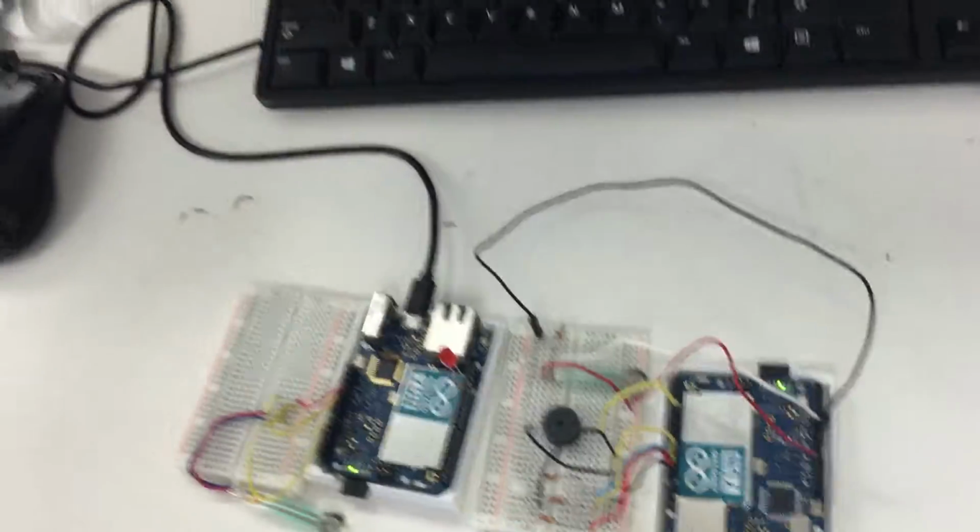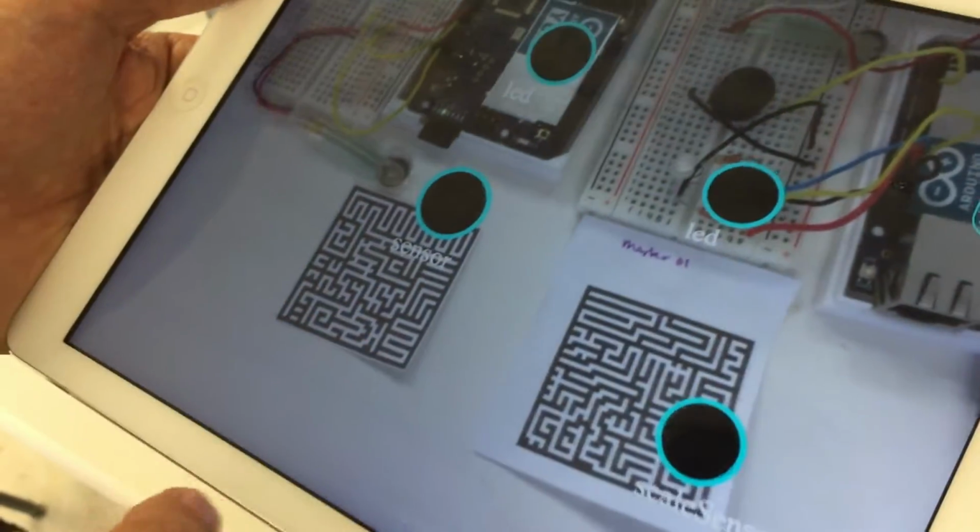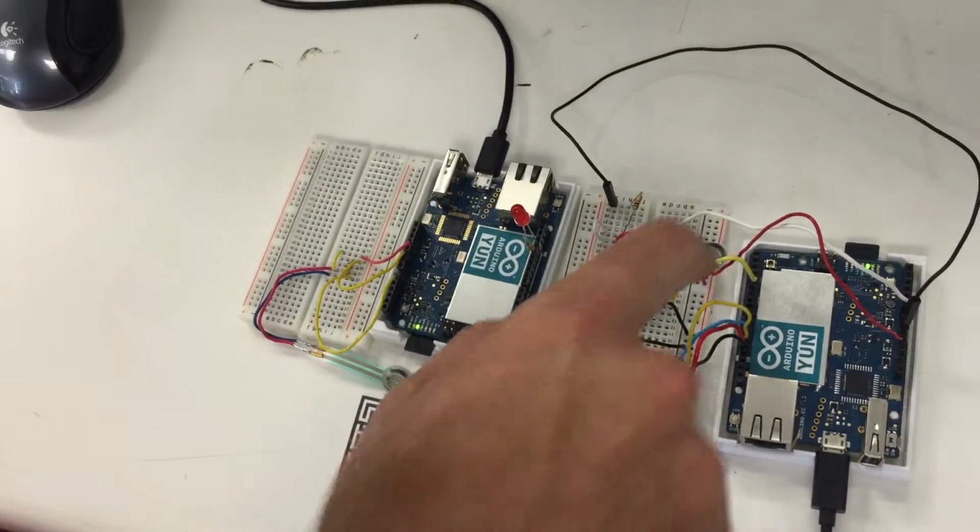Then if we break those connections and get rid of them, now the pressure sensor does nothing on either one of them.